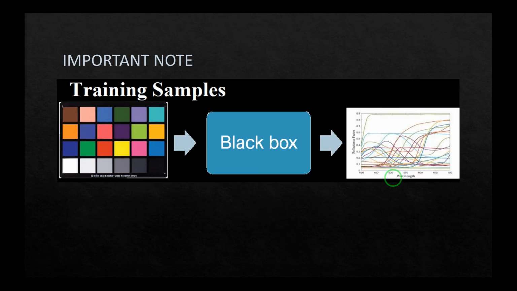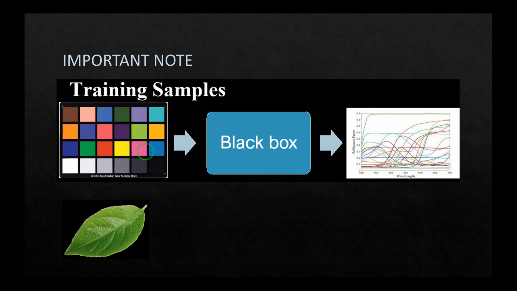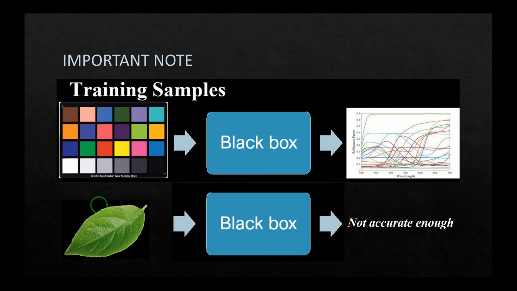But there are some notes to pay attention to. It is very important to pay attention to the type of the material that is used for training and test. The type of the material used should be the same. In other words, you cannot use a different material to train the system and then use another type of material as a test to estimate the spectral reflectance. For example, if I use a Macbeth color checker to train my system, I cannot use that system to estimate the spectral reflectance of a leaf, because the type of the material in the Macbeth color checker is not the same as a leaf. So this would not lead to an accurate result.